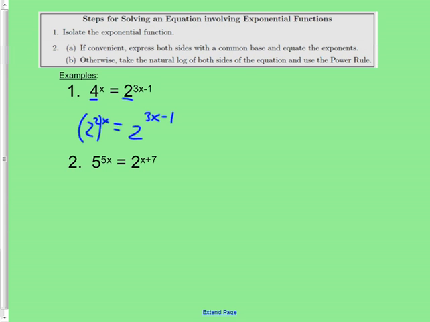And why is that good? Because if the bases are the same, that has to equal that. And it's just 2x equals 3x minus 1. If the bases can be made the same, that's a very simple way to do it. Now, that only works if we set it up that way on purpose, to let the bases be the same.